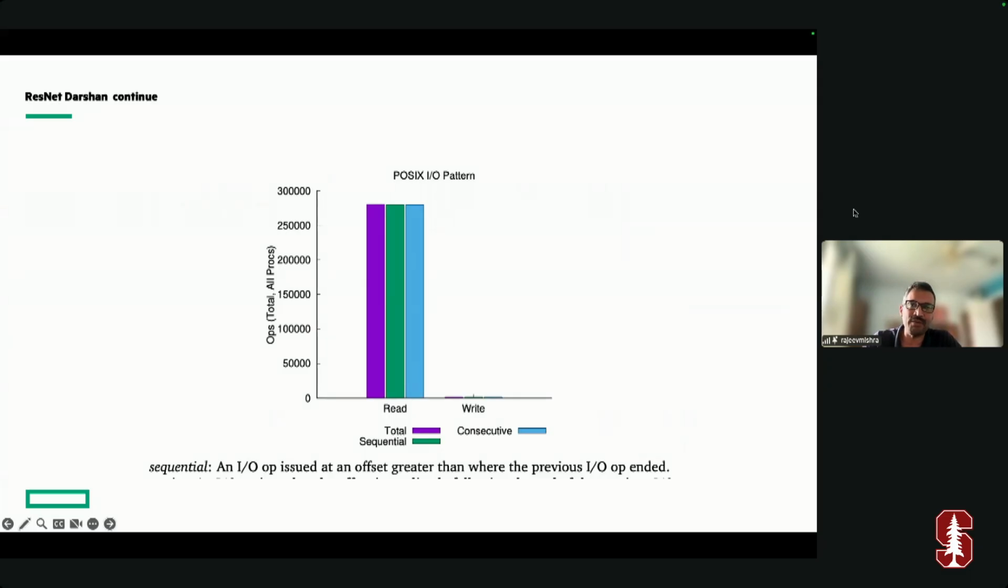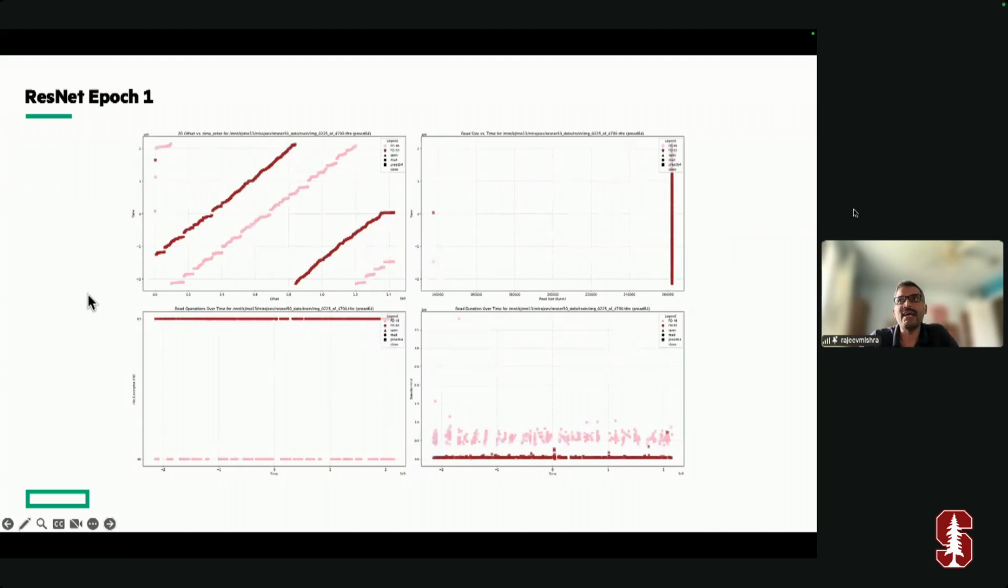Now we will go to BPFtrace, because from this I was not able to find out how much time read is taking and all those things. So I went into more detail with BPFtrace. I again started with epoch 1, and here I had files in almost around the 5,000 range. I ran the test case with epoch 1, and epoch 1 is just one cycle of the training with the ResNet data.